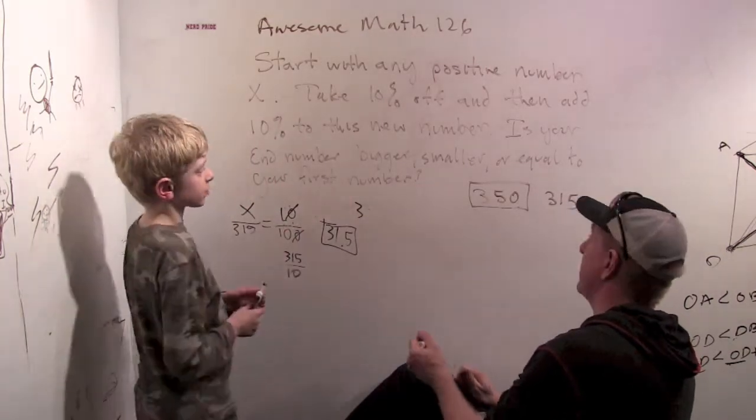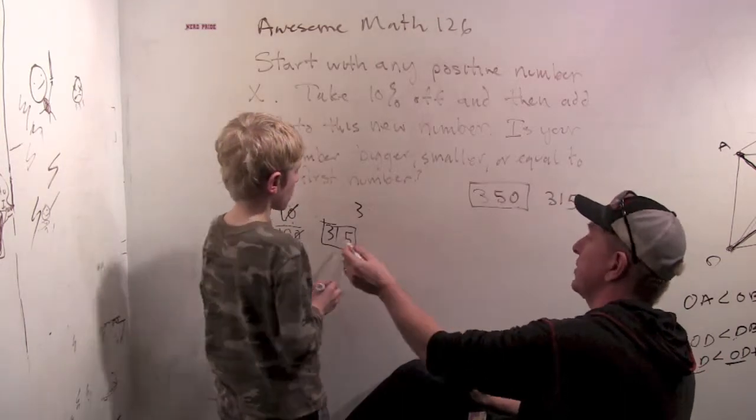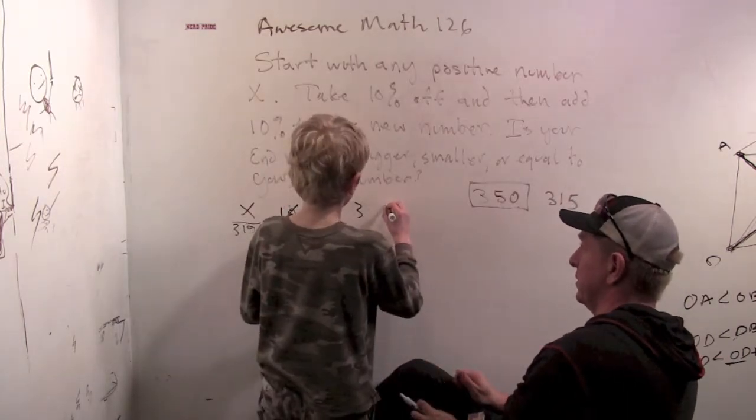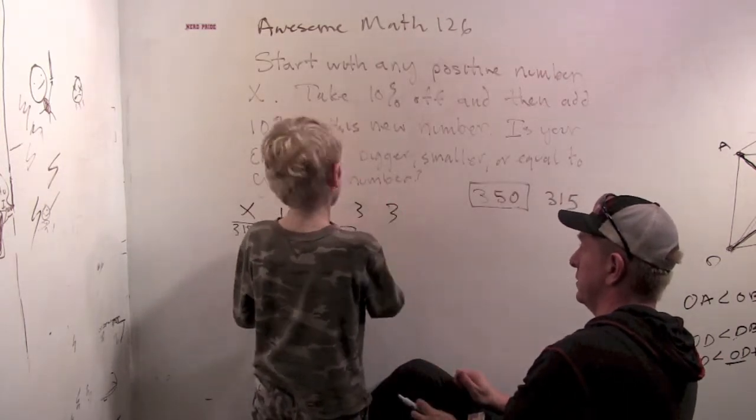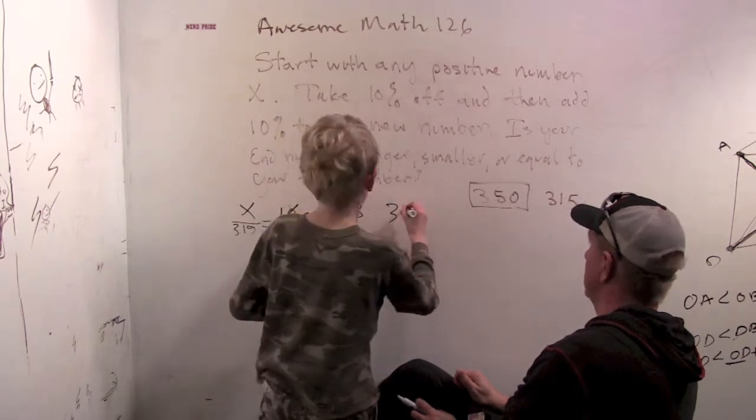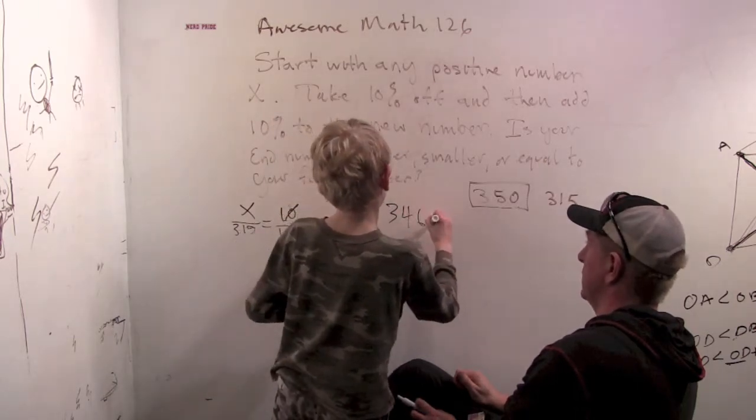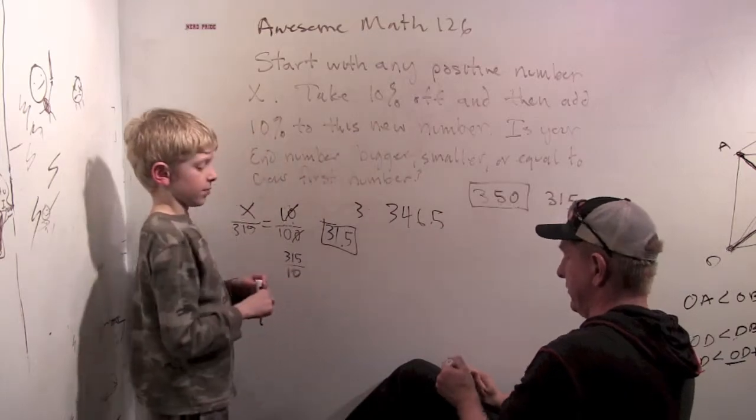What number will we get, out of curiosity? What's 315 plus 31.5? It's 346.5. There you go. Good job.